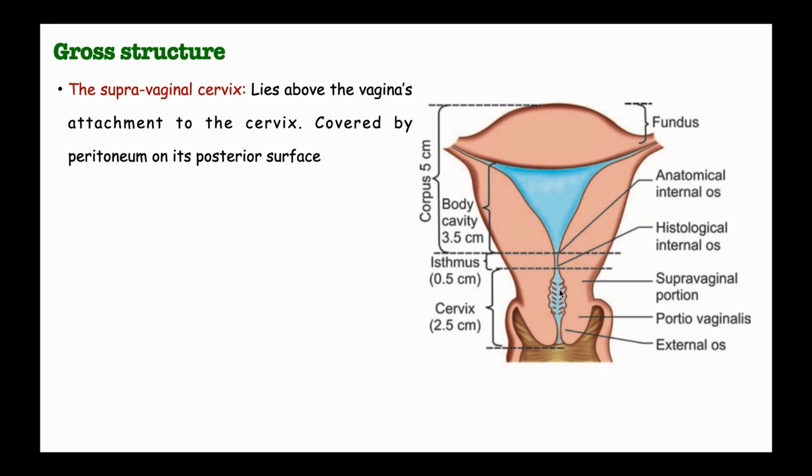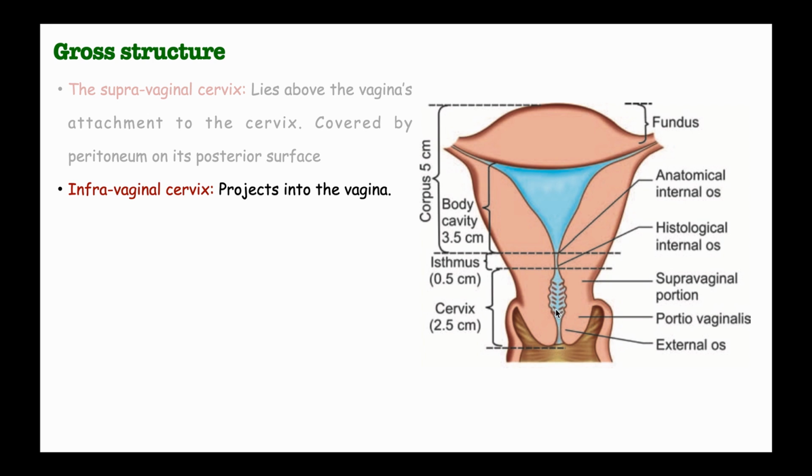Now, we also have the infravaginal cervix, and the infravaginal cervix projects into the vagina. The infravaginal cervix is also known as the portio vaginalis. As you can see, this part of the cervix is projecting into the vagina. So this is the vagina, and this is the infravaginal cervix.